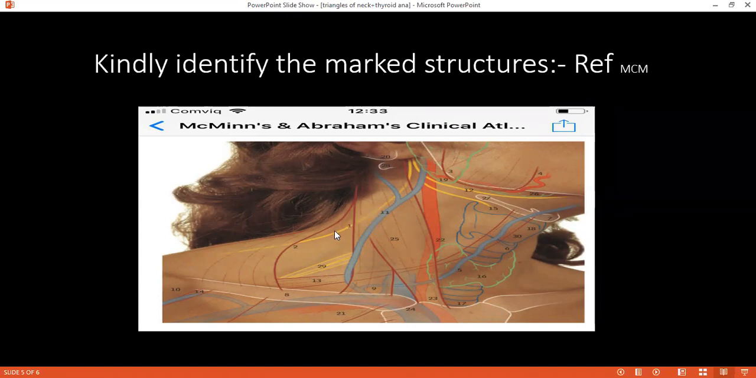It's number 1 and it's in yellow. I think it's phrenic nerve.